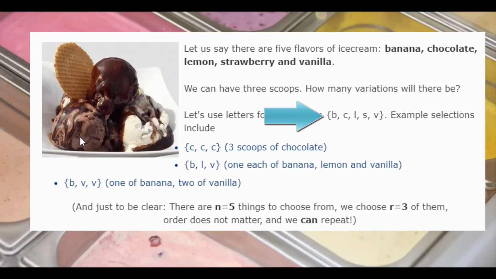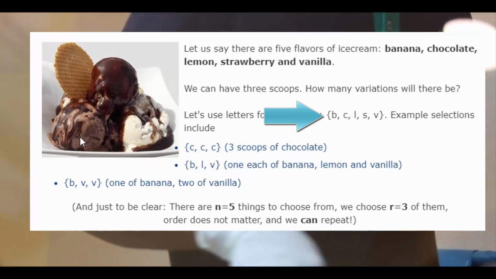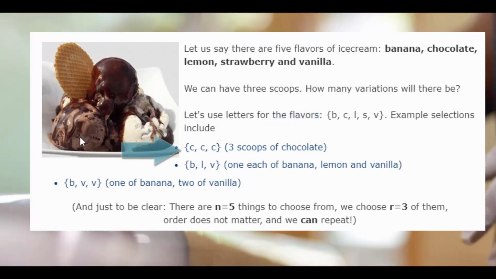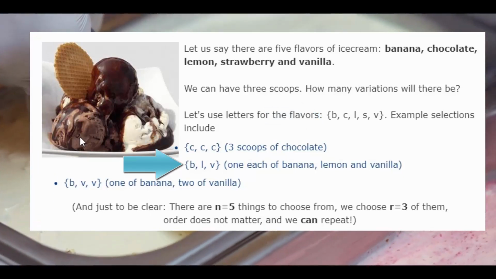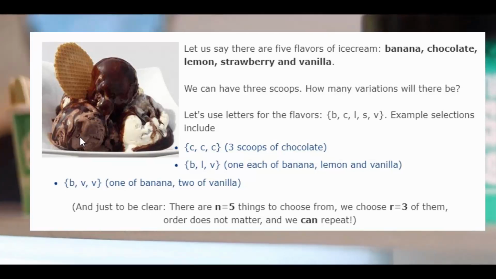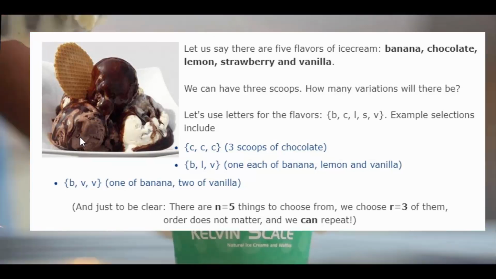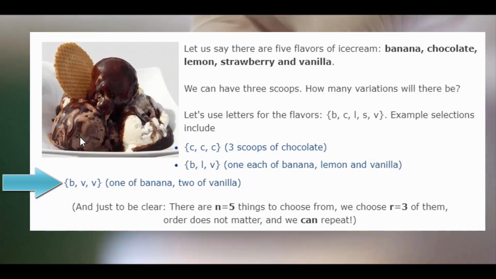So I can put together a one-dimensional matrix that looks like this. CCC stands for 3 scoops of chocolate. BLV, for example, can be 1 each of banana, lemon, and vanilla, and so on and so forth. I can have BVV, for example, 1 for banana and 2 for vanilla, and so on.